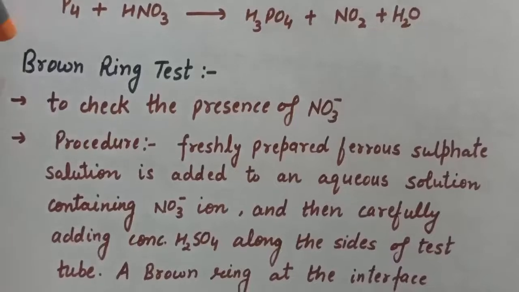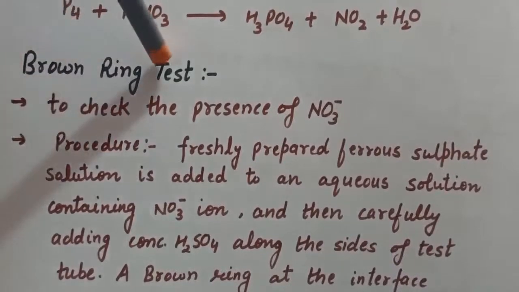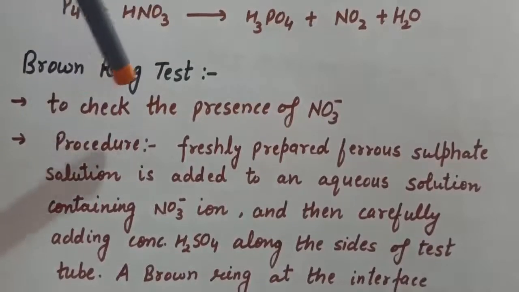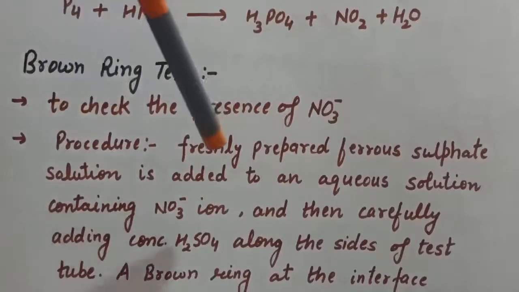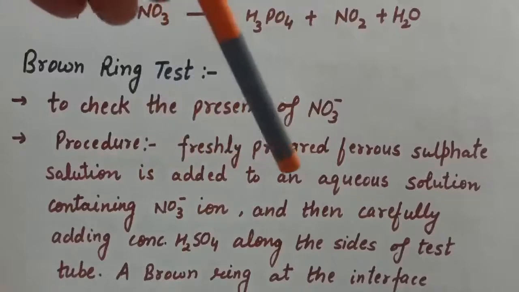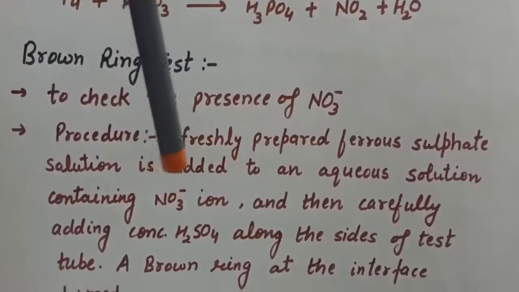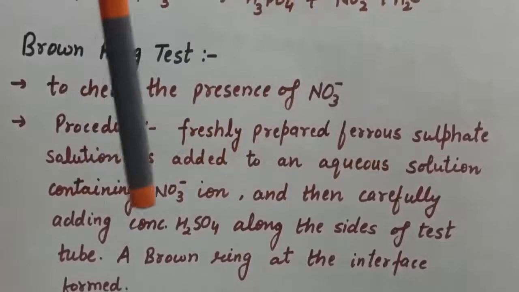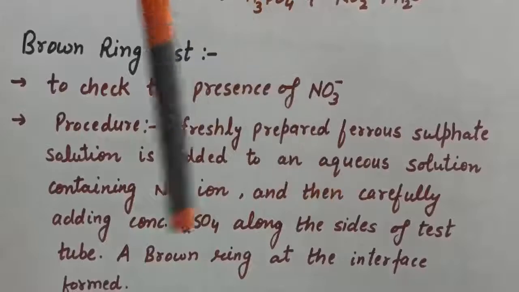Now we have one more property, that is Brown ring test. So Brown ring test is used to check the presence of nitrate ion. So what we will do in Brown ring test, freshly prepared ferrous sulfate solution is added to an aqueous solution containing nitrate ion, and then concentrated H2SO4 is carefully added along the sides of the test tube.